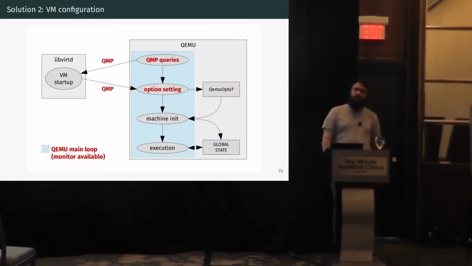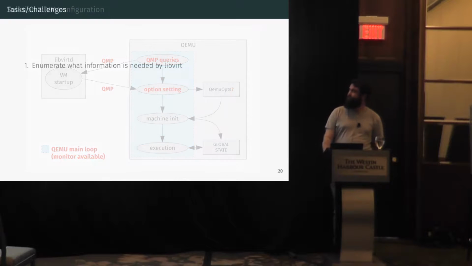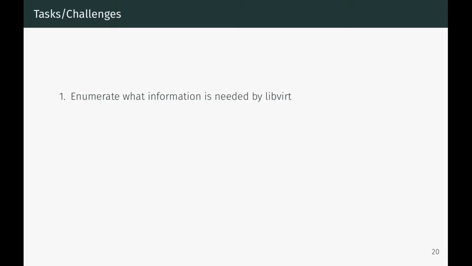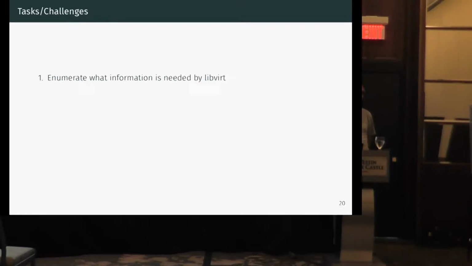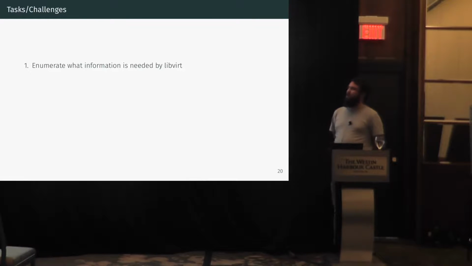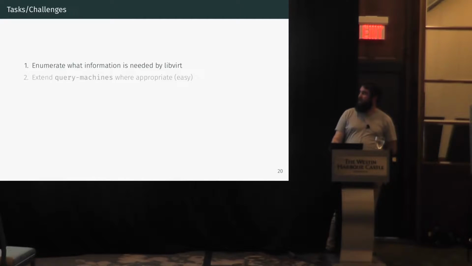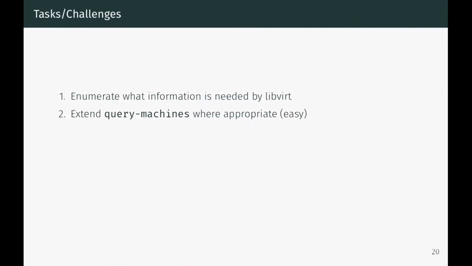So to proceed with that, what do we need to do? First step is we need to enumerate what we are not providing to libvirt and libvirt needs. I took a look at the code and found some cases, but I didn't check every single place where information is lacking. Then we can extend query machine, so that should be the easy part.